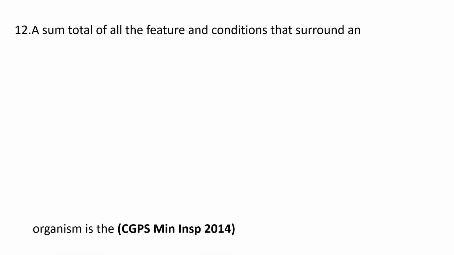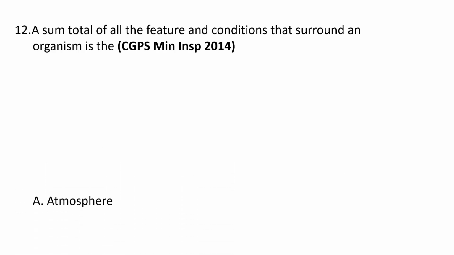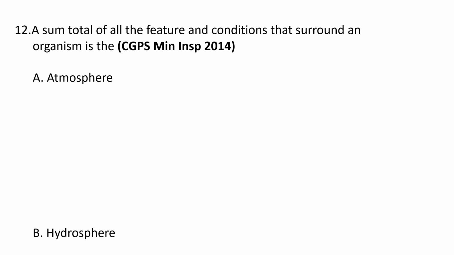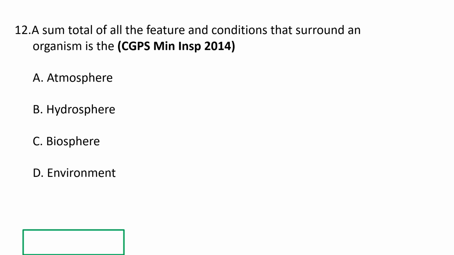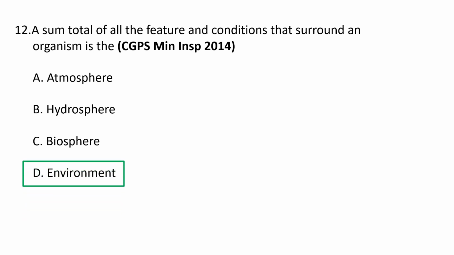Next question. A sum total of all the features and conditions that surround an organism is A. Atmosphere, B. Hydrosphere, C. Biosphere, and D. Environment. A total sum of all the features and conditions that surround an organism is the environment. D is the correct option.